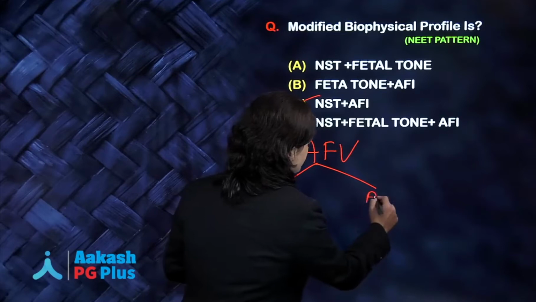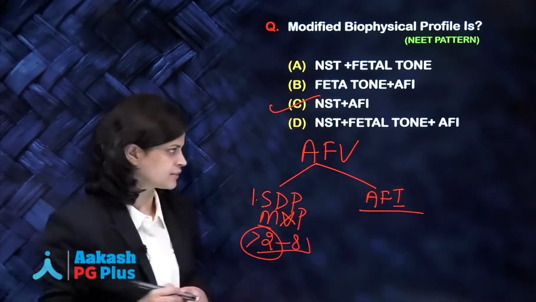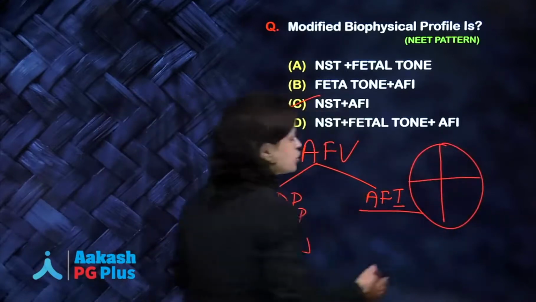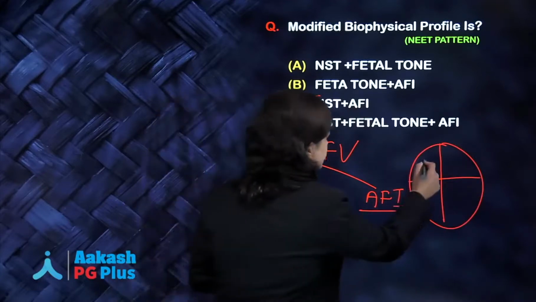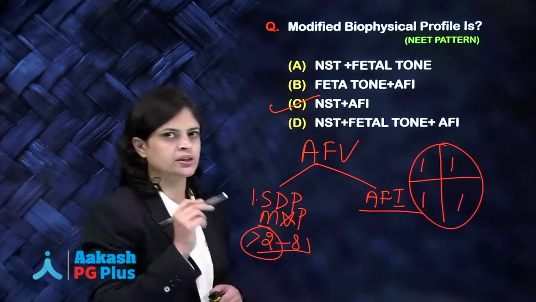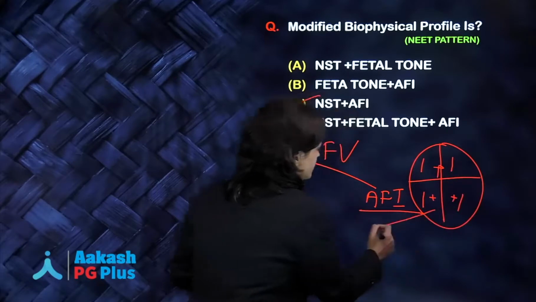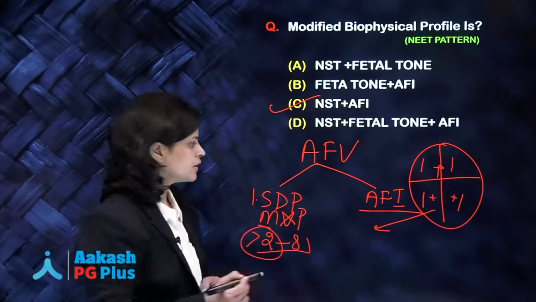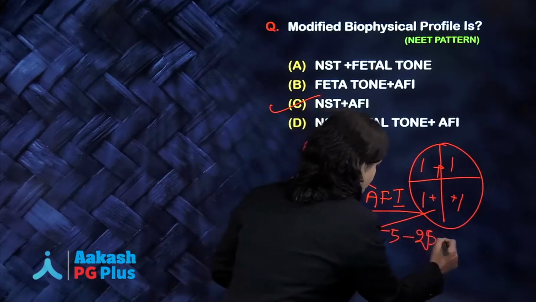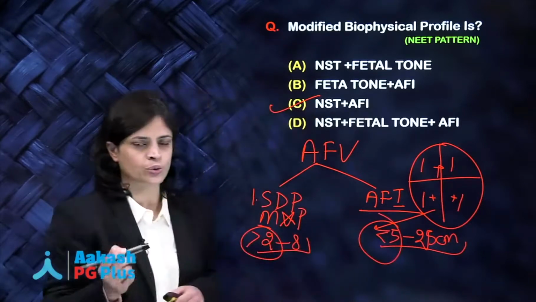Amniotic fluid volume can also be measured in terms of the amniotic fluid index. For the amniotic fluid index, the uterine cavity is divided into 4 quadrants and the depth of the deepest pocket of amniotic fluid in each quadrant is measured and these are then added up to give us the amniotic fluid index. Now the normal value of amniotic fluid index is between 5 to 25 centimeters. Less than 5 is regarded as severe oligohydramnios.